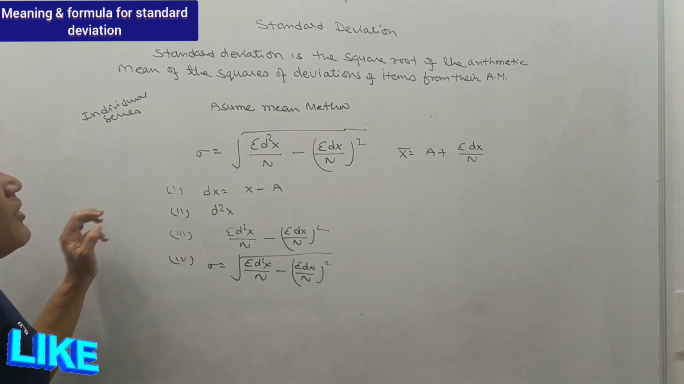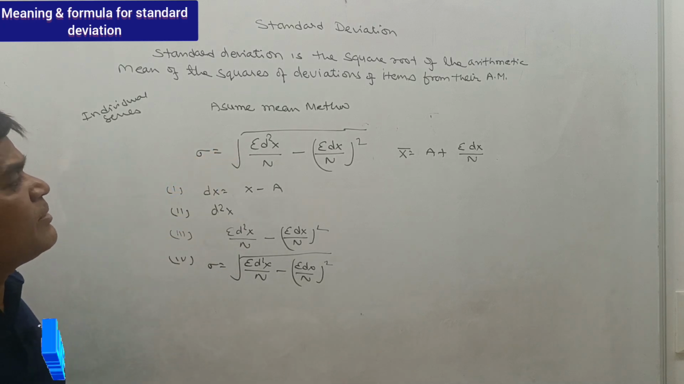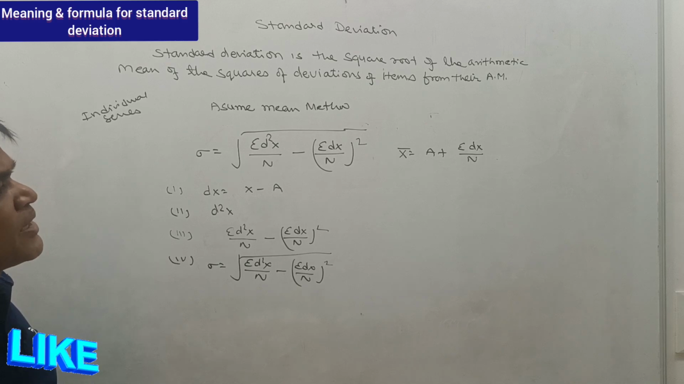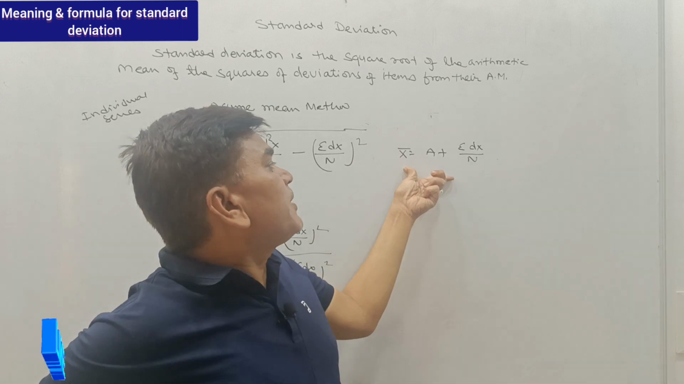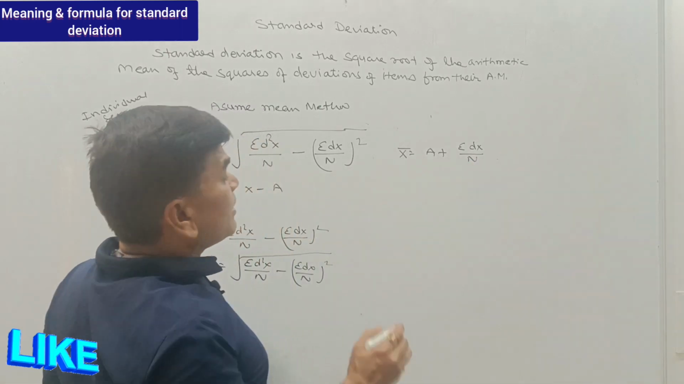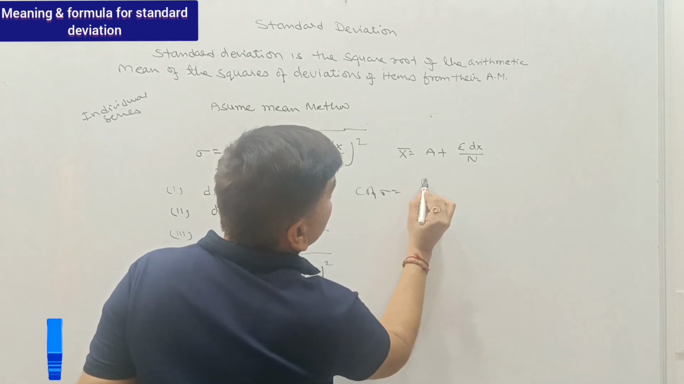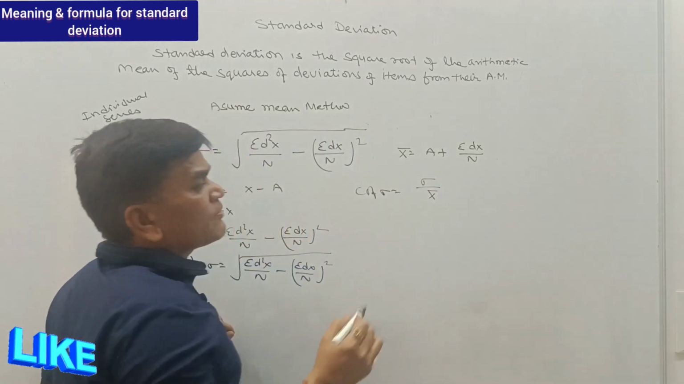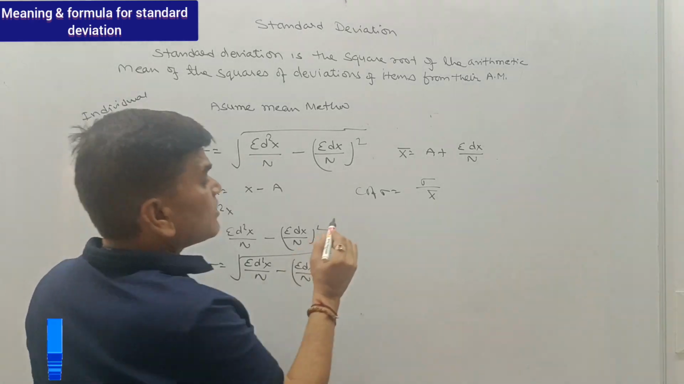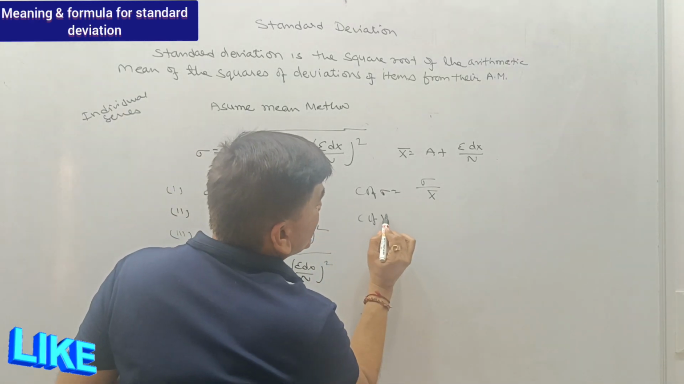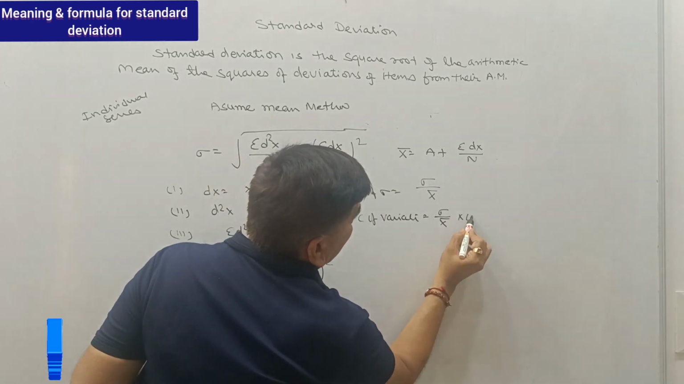The standard deviation is the square root of sigma d square x divided by n minus sigma dx divided by n raised to power 2. For getting the arithmetic mean, we have assumed mean plus sigma dx upon n. Now the coefficient of standard deviation is standard deviation by x bar, same as we already discussed. The coefficient of variation is standard deviation by x bar multiplied by 100.